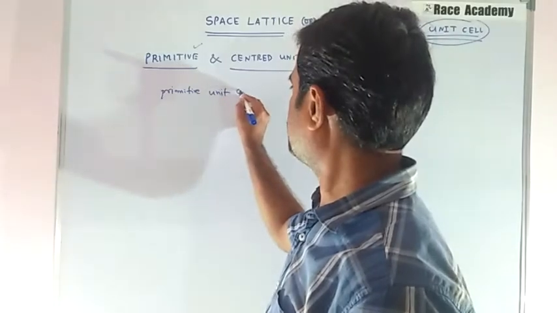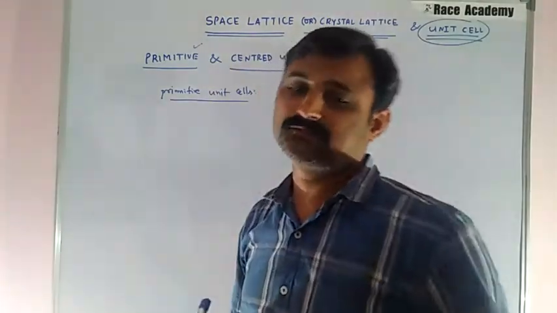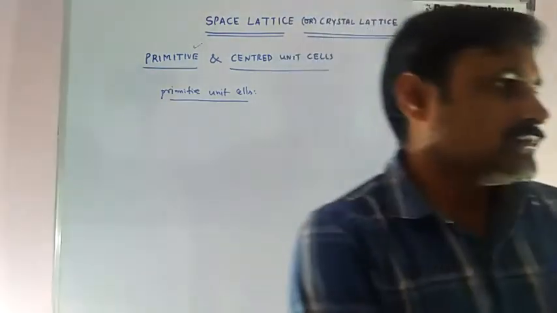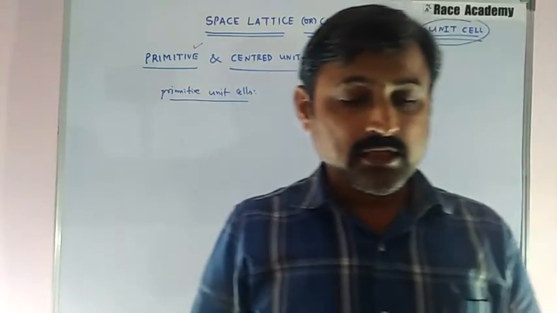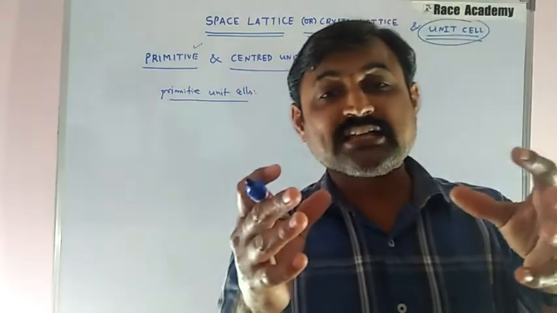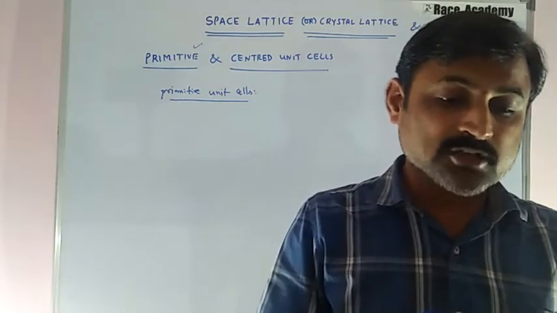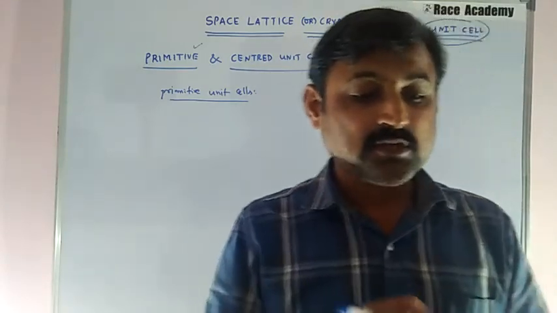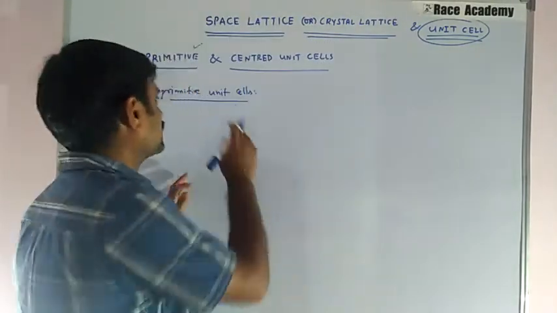Primitive unit cells. What is the meaning of this primitive unit cell? Usually what we do is we will imagine a cube, right? In the cube, if you imagine where the lattice points are present in the primitive, then immediately your answer will be that constituent particles are present only on the corner positions of the unit cell. That is called primitive.